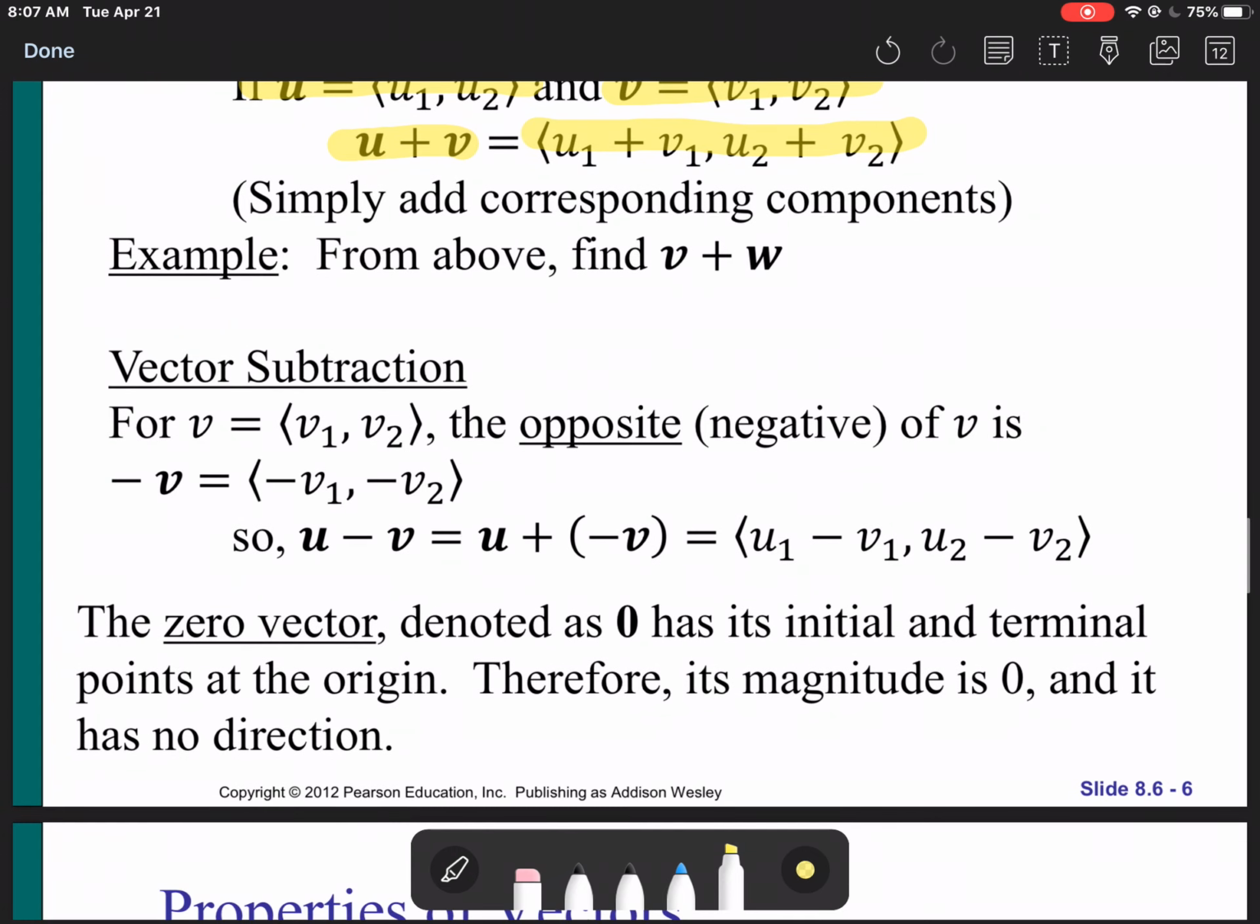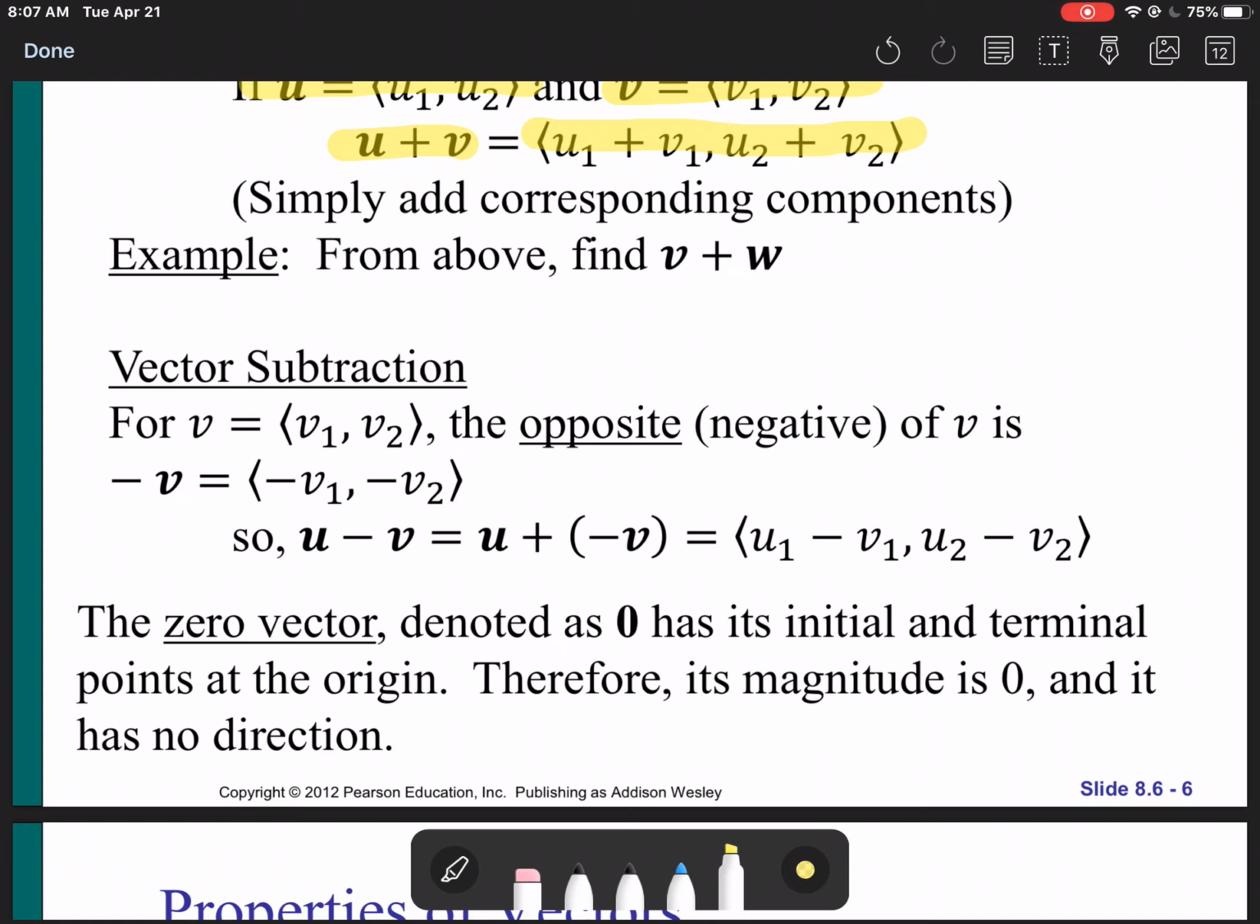Vector subtraction is just as straightforward. For vector v, with components v1, v2, the opposite, or what we also call the negative of vector v, is negative v, having components opposite of v1, opposite of v2. All you're doing is multiplying vector v by the constant multiple -1. If we multiply each component by -1, we get opposite components. We call this the opposite of vector v. It's also called the negative of vector v.